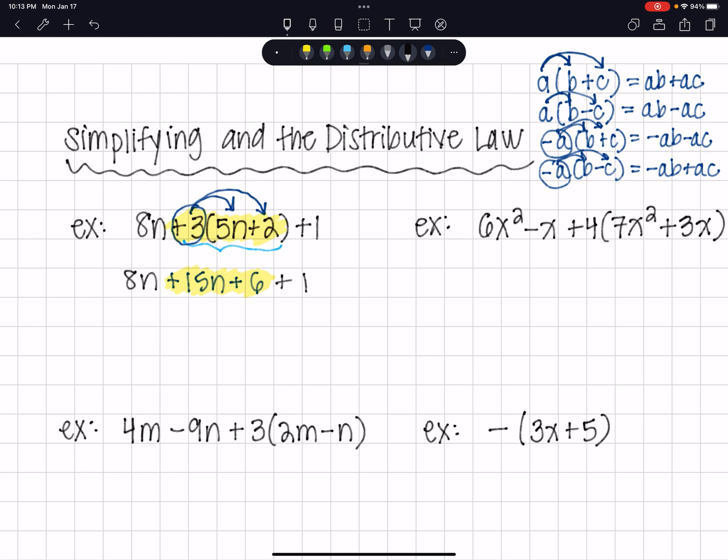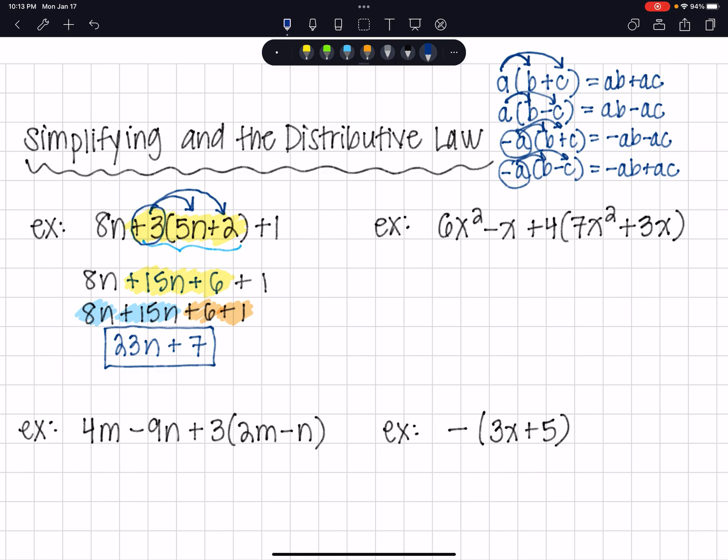Now we're going to look for like terms. We have 8n plus 15n plus 6 plus 1. Well, 8n and 15n are like terms, so we can combine those. And 6 and 1 are like terms, so we can combine those. 8n plus 15n is 23n, and 6 plus 1 is 7. So we have 23n plus 7.